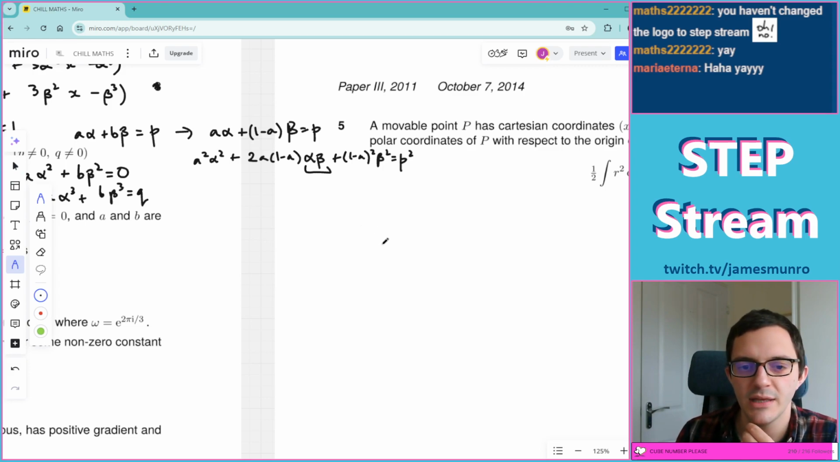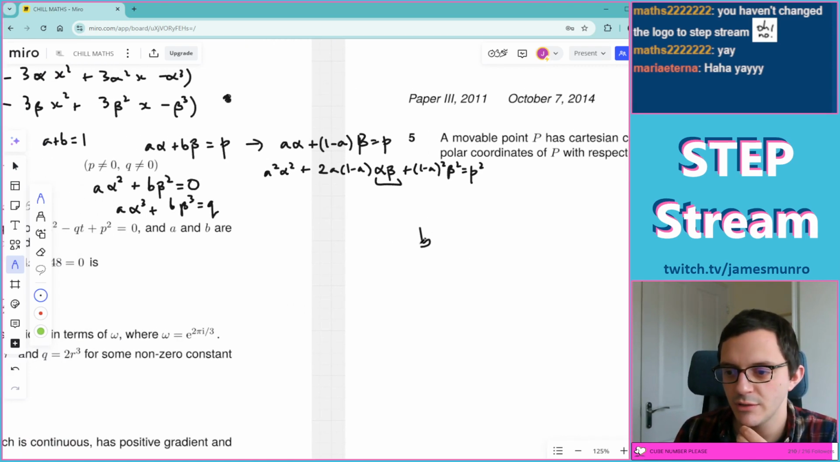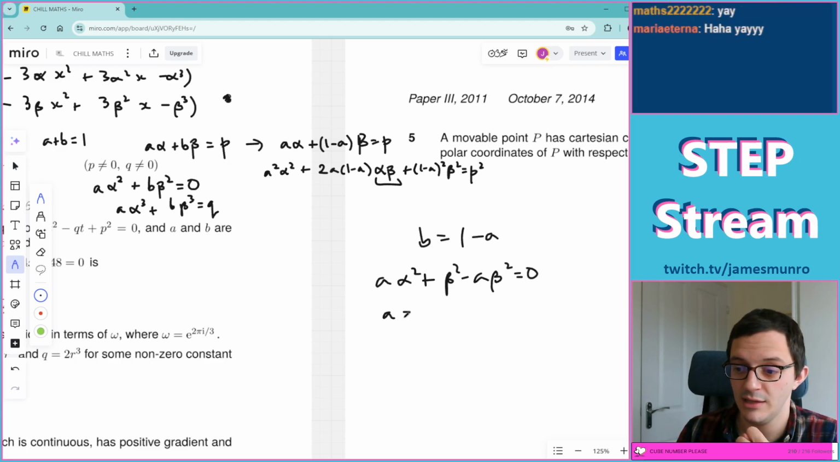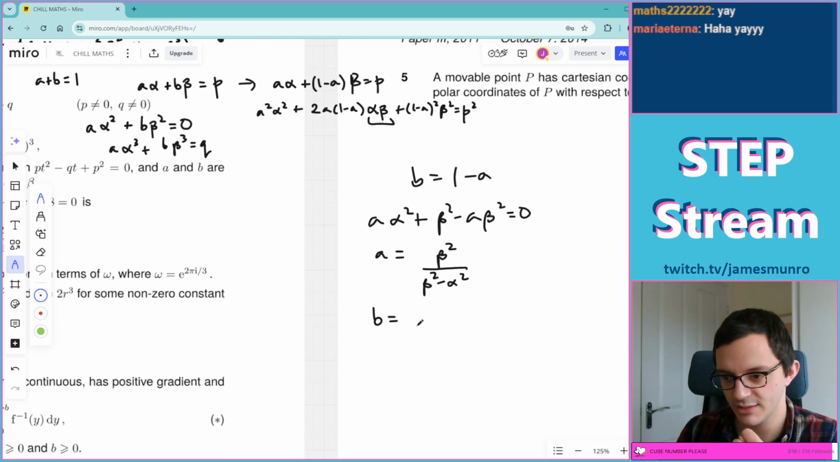Solve for A and B in terms of alpha and beta first. So B is 1 minus A, alpha squared plus beta squared minus A beta squared is 0. So A is, I used to be much faster at this sort of thing, beta squared divided by beta squared minus alpha squared. And similarly, B is, could it please be something nice? Beta squared minus alpha squared minus beta squared over beta squared minus alpha squared. That's not too bad.